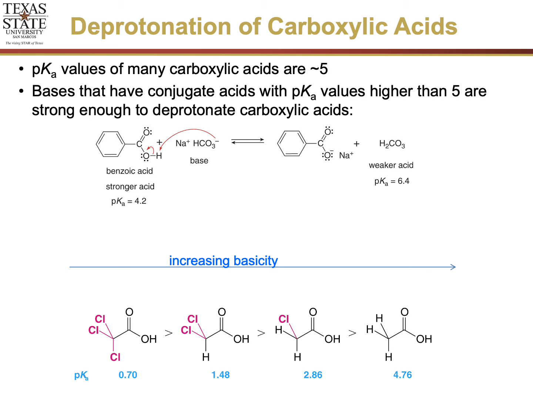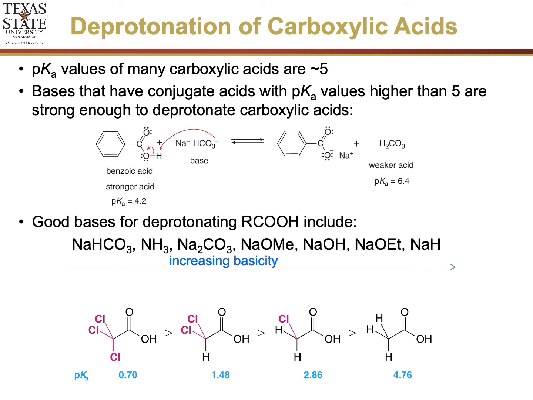So we're looking at any base that has a conjugate acid that is weaker than that of the carboxylic acid, and we can deprotonate this. This means we can actually deprotonate with very mild bases. For example, bicarbonate, ammonia, carbonate, sodium methoxide, sodium hydroxide, sodium ethoxide, and sodium hydride. Those can all be used to deprotonate the carboxylic acids found here.